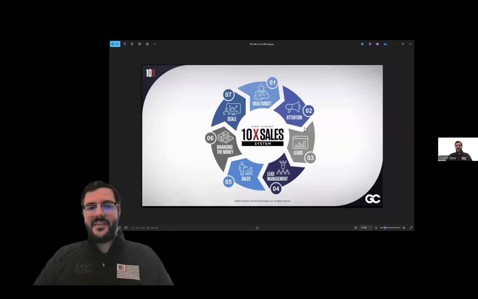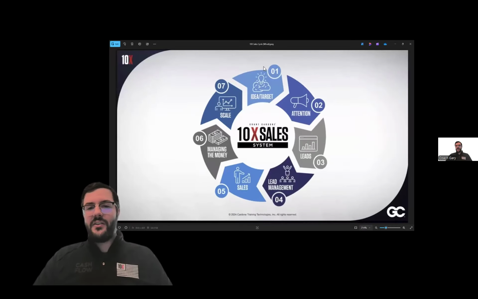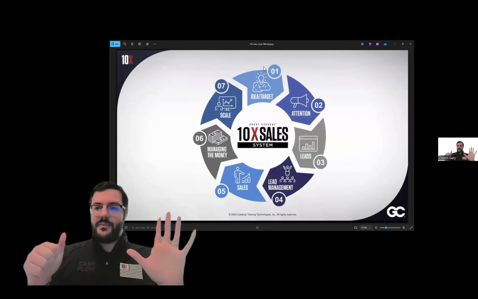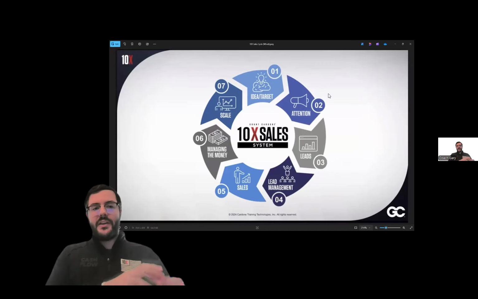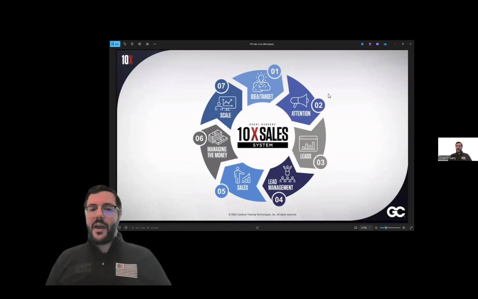So the 10x sales system: 1, idea and target; 2, attention; 3, leads; 4, lead management; 5, sales; 6, managing money; and 7, scale. Each of these serves a very unique purpose in moving us through the system and what it takes to build a 7-figure business. Let me briefly overview each of these, to understand why the domino can be so impactful.